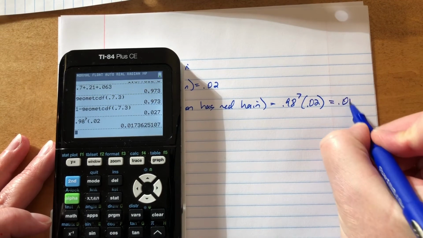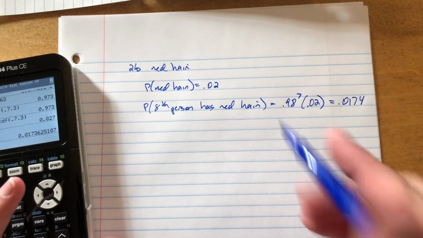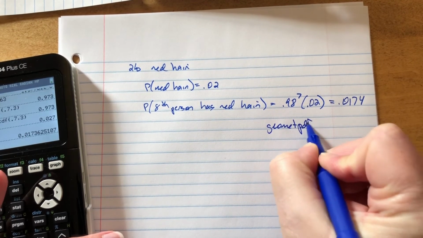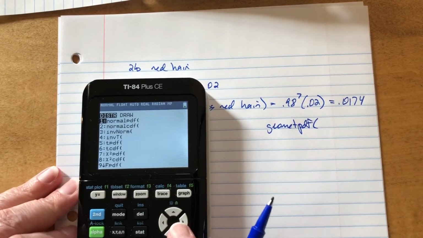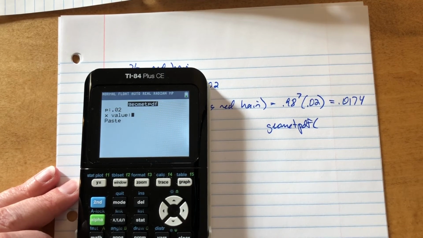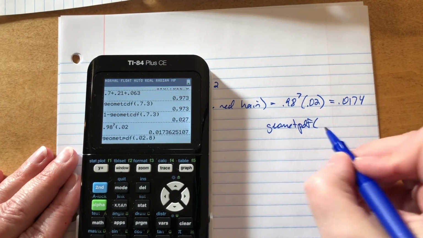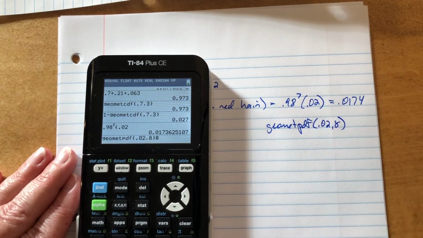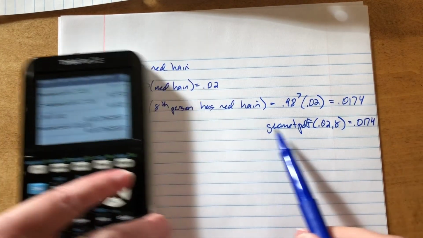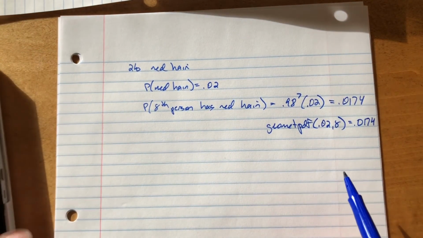I get 0.0174, okay? And that's exactly how I do it. If I wanted to do my geometric PDF, I could. Geometric PDF, probability of success having red hair. I'm concerned with the 8th person, so I'll put 8 in here. And it's going to be the exact same thing. So again, I tend not to use a PDF. I just think of the tree. 7 people don't have red hair, the 8th person has red hair, okay?